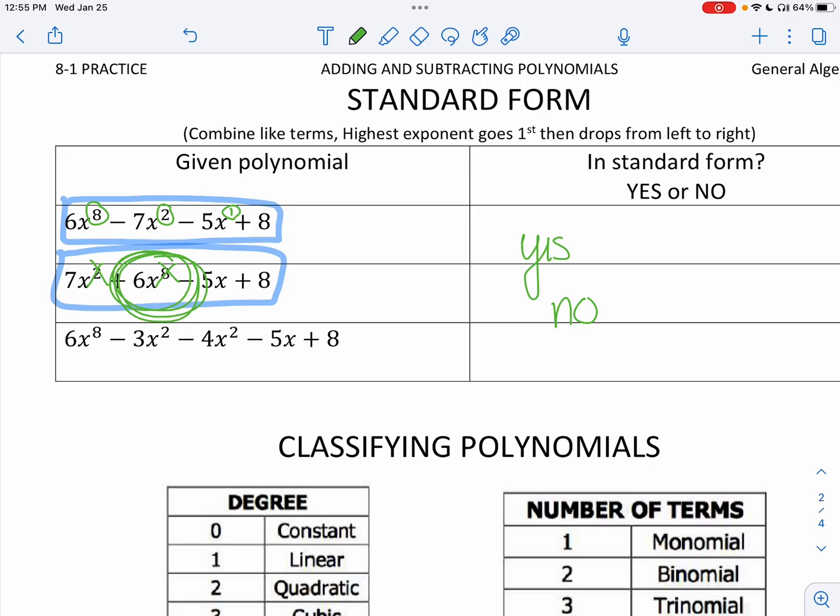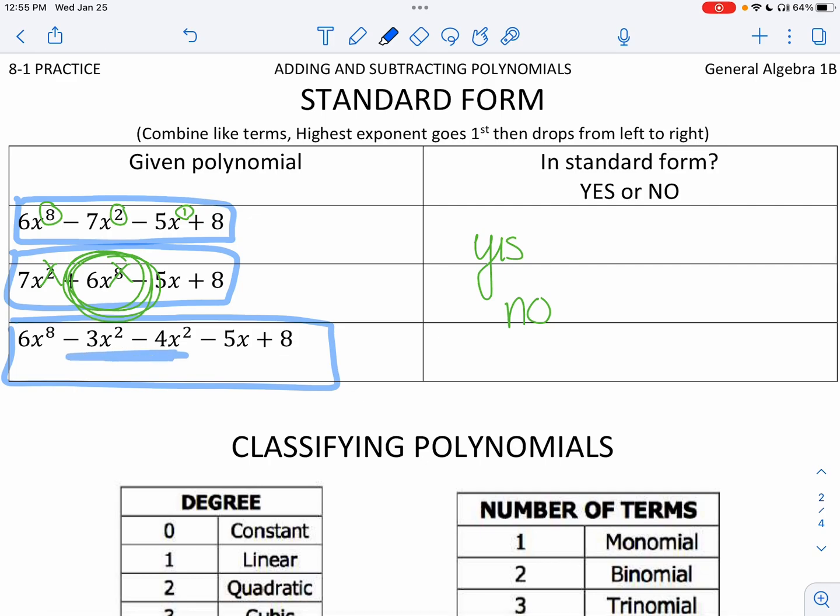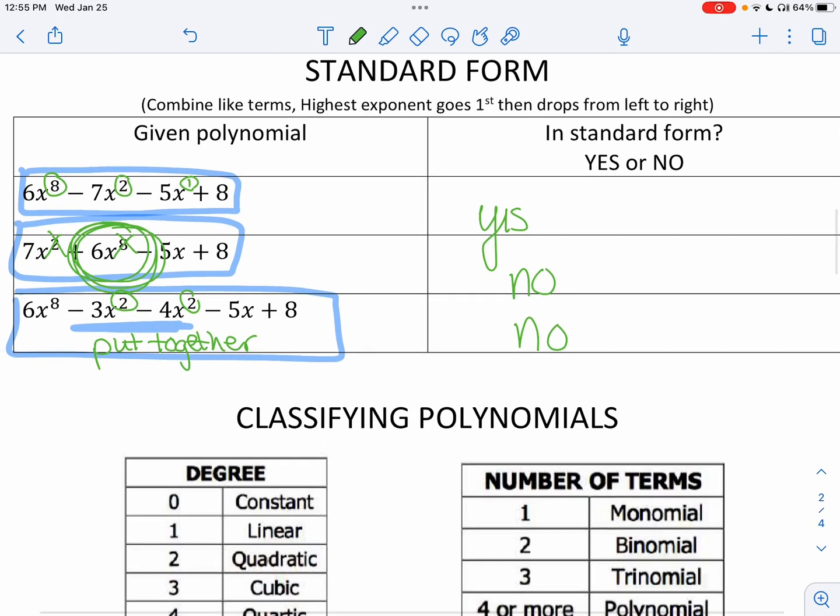Let's look at the last one. So we need to see if there's any like terms. Oh, we have an issue here. See these two? These two should have been put together because their exponents match. So because they didn't get put together, that would not be in standard form. They would have to get put together first. So it does obey the rule that it goes highest to least, but it didn't come out in like terms.